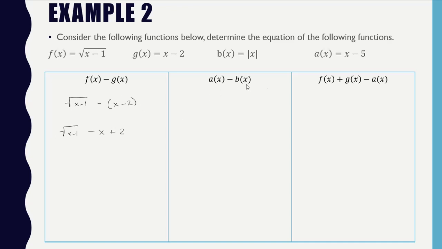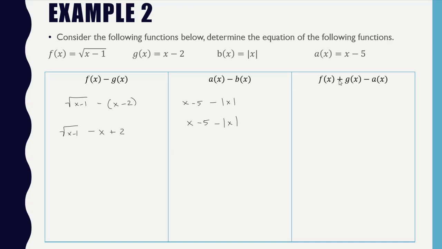Okay, a of x minus b of x. So a of x is x minus 5. And we're going to subtract b of x, which is the absolute value of x. Well, again, there's nothing I can really do with this absolute value. Possibly I could rearrange this, but that's kind of it.